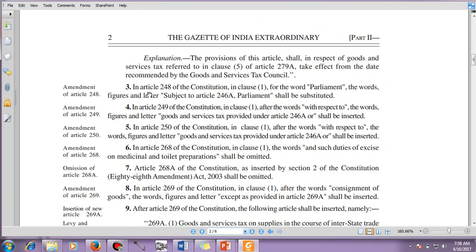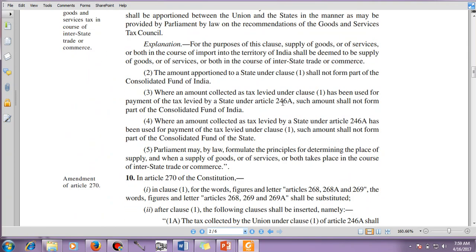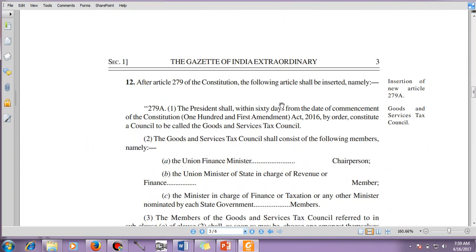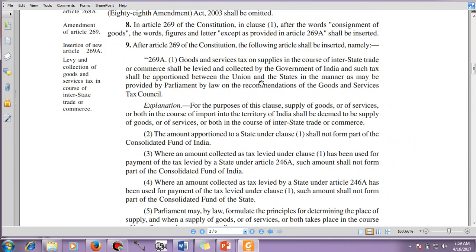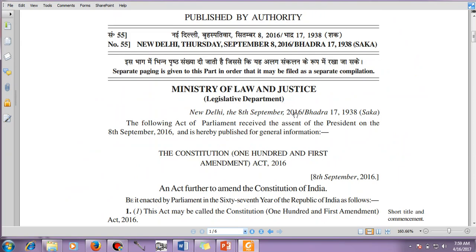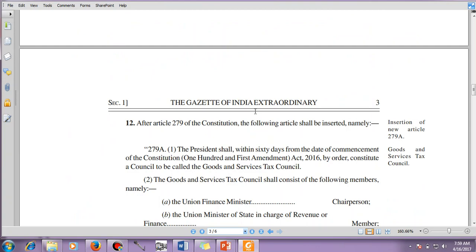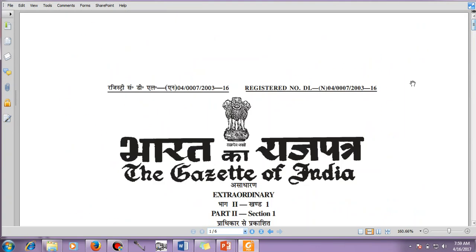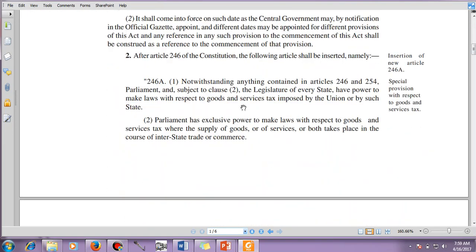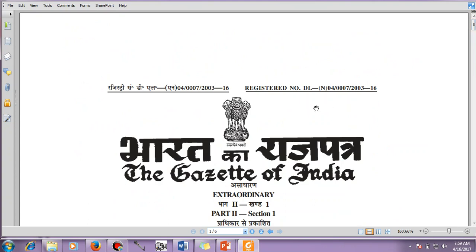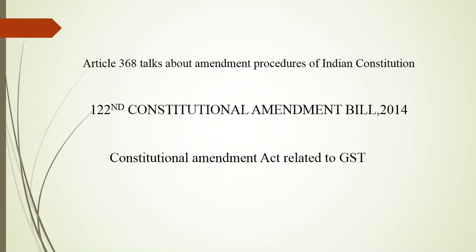Few more amendments, like in article 248 of the constitution, in clause 1 for the word parliament, the words, figures and letters subject to article 246A, parliament shall be substituted. So instead of parliament we'll say this. In detail I will be talking in some other video. I'll make a video on the GST bill. There I'll be talking about the entire 101st amendment. If you have interest, I'll put this link in the comment section. You can download it and have a look. But otherwise you can wait. I'll make another video where you will know regarding this amendment.